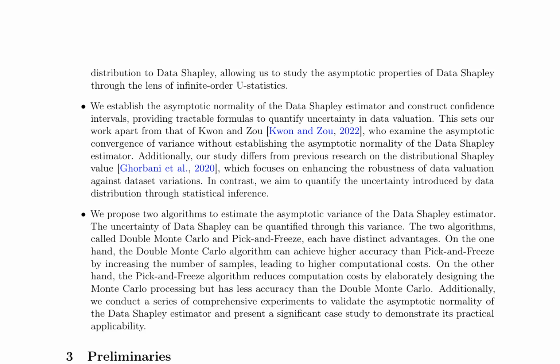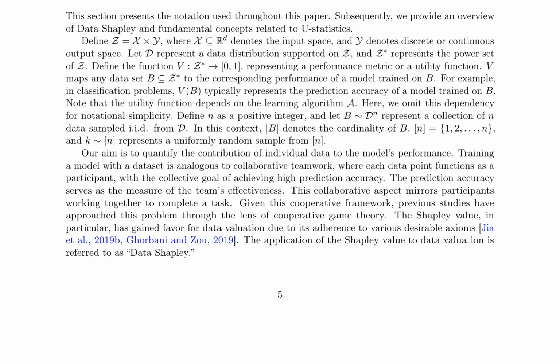The authors prove the asymptotic normality of the Data Shapley estimator and construct confidence intervals, providing tractable formulas to quantify uncertainty in data valuation. They propose two algorithms, double Monte Carlo and pick and freeze, to estimate the asymptotic variance of the Data Shapley estimator. The double Monte Carlo algorithm can achieve higher accuracy at the cost of higher computational costs, while the pick and freeze algorithm reduces computation costs but has less accuracy.